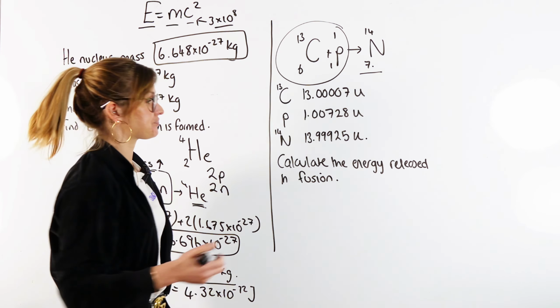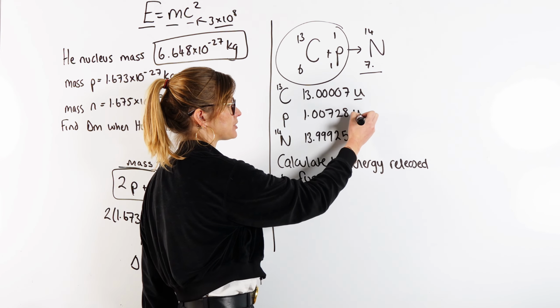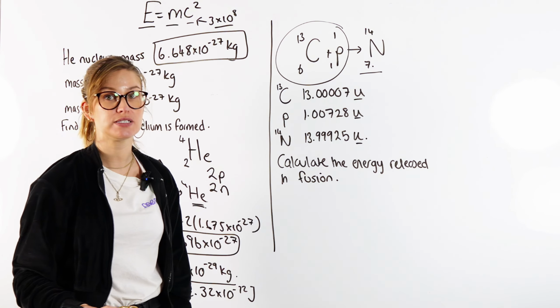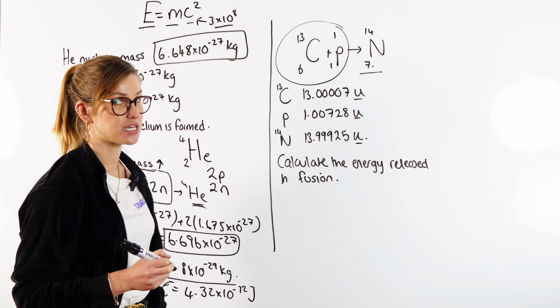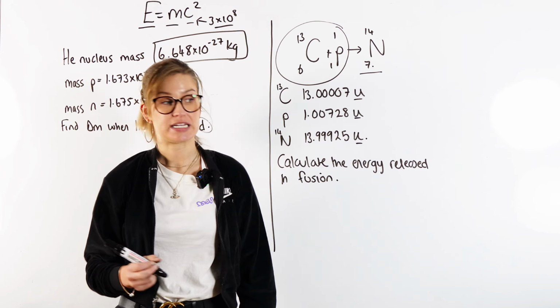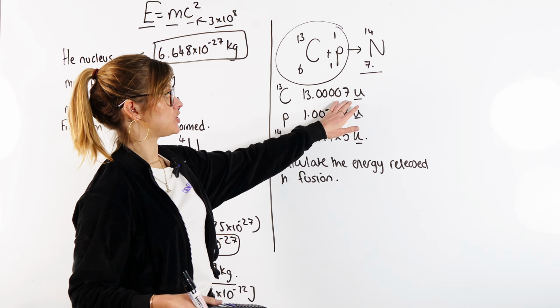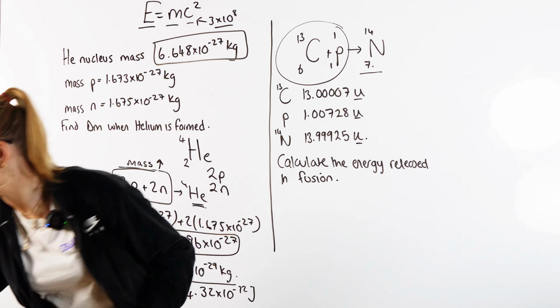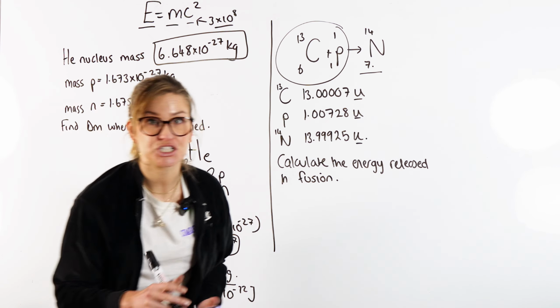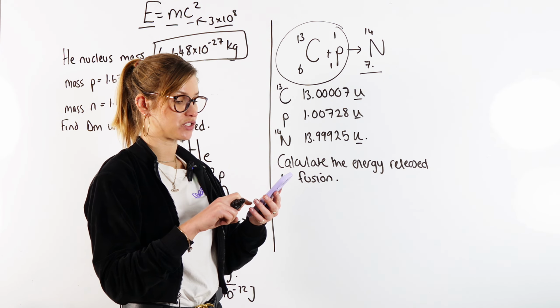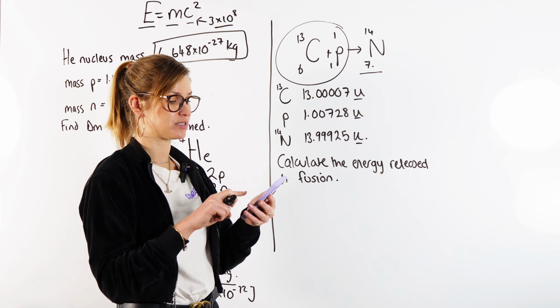This time it's different. This time they give you the numbers in U, okay? So what U stands for is an atomic mass unit. So you can go to your data sheet and look up what that number is. And hopefully you have your data sheets on your phones just because it's handy. That's why I always have mine on my phone.